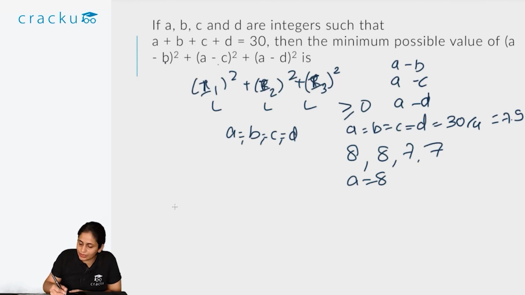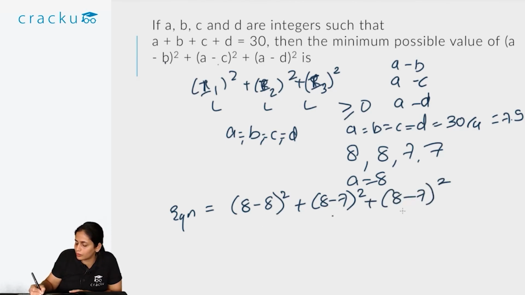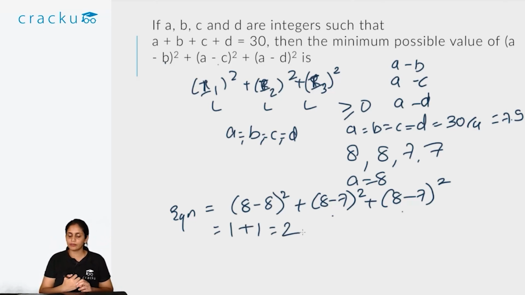So in that case we get the value of the equation as 8 minus 8 the whole square plus 8 minus 7 the whole square plus 8 minus 7 the whole square. So this is 0, this is 1 square, this is 1 square, this is essentially 1 plus 1, so that is 2. Therefore, the minimum possible value of a minus b the whole square plus a minus c the whole square plus a minus d the whole square is 2.